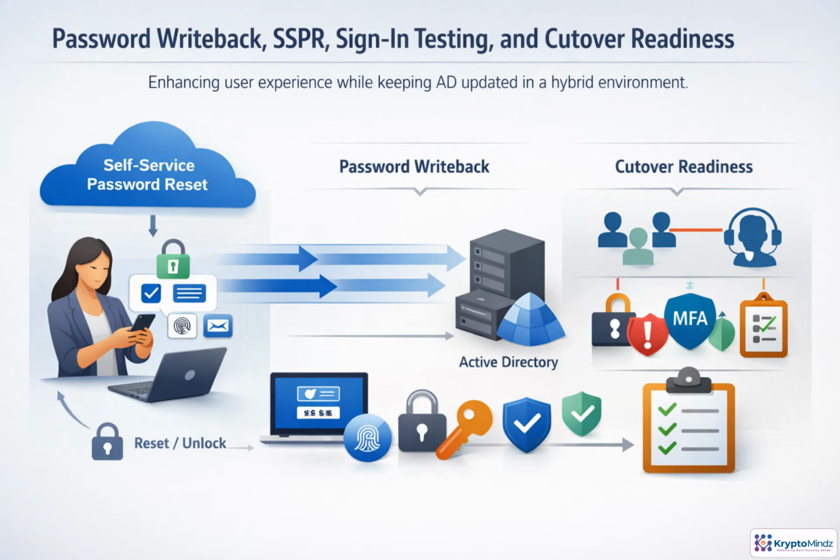At this stage, the goal is confidence before scale. Self-service password reset lets users recover access with verified methods, while password writeback keeps on-premises Active Directory aligned when cloud password changes occur. But configuration alone is not success. Test the real journeys: normal sign-in, password change, password reset, unlock after lockout, MFA prompts, and conditional access decisions. Then confirm the operational basics. Users and groups are in scope. Licenses are assigned, passwords sync correctly, and help desk procedures are ready. Expand cutover only after the pilot produces clean, repeatable results.